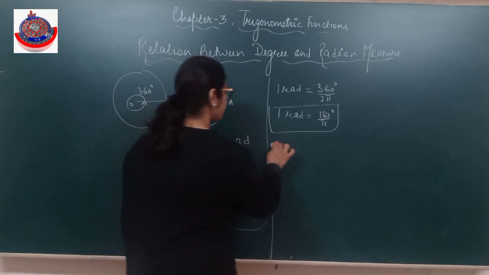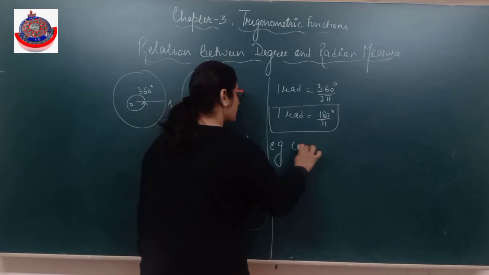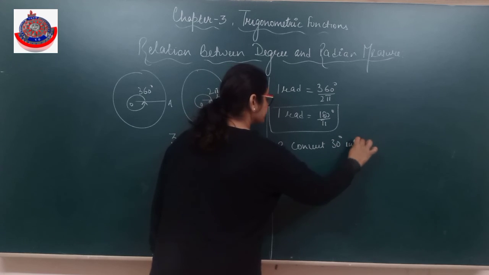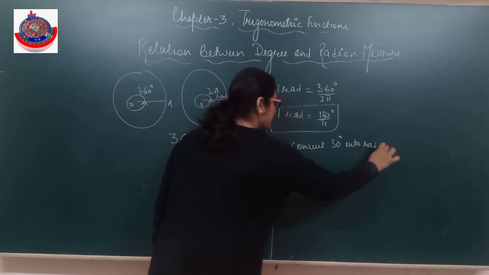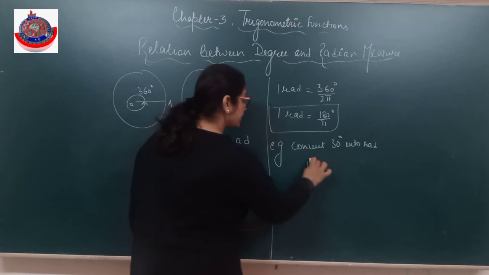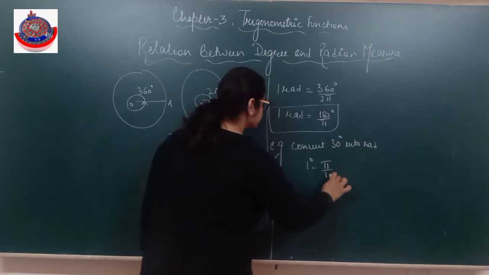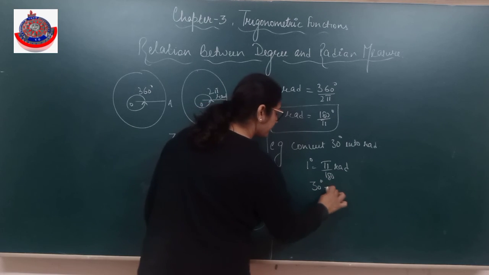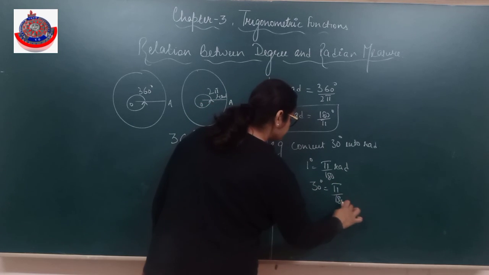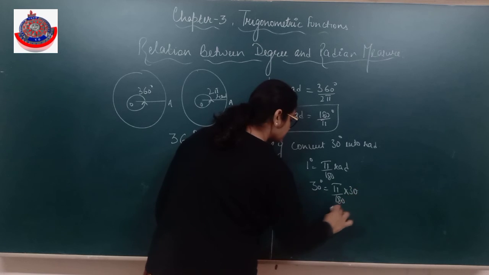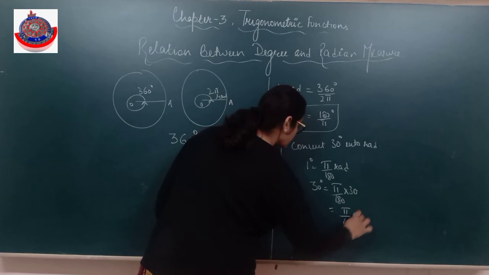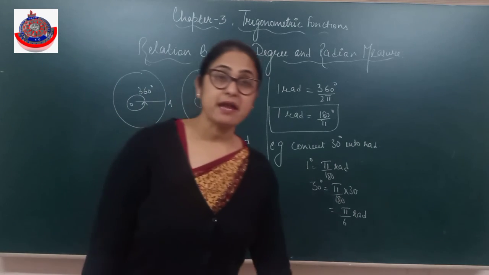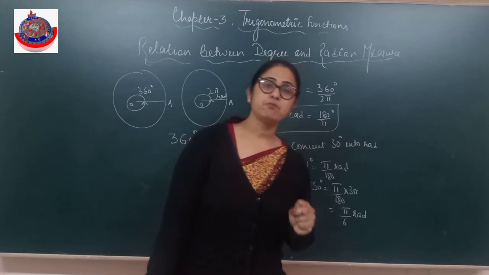For example, let's pick up an example. Convert 30 degrees into radian measure. So I know that 1 degree is equal to pi by 180 radian. For 30 degrees, by the unitary method, I will multiply by 30. So that means this 30 degrees can be written as pi by 6. This radian measure is very important.